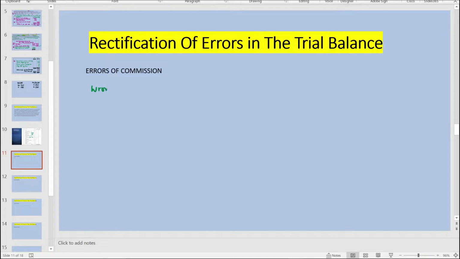So it can be wrong postings of transactions, or wrong totaling. The accountant has done wrong totaling of transactions, or it is wrong balancing. Or it can also happen that in one of the original books of accounts the entry is correct, whereas the corresponding entry in the other account has been posted with the wrong amount.